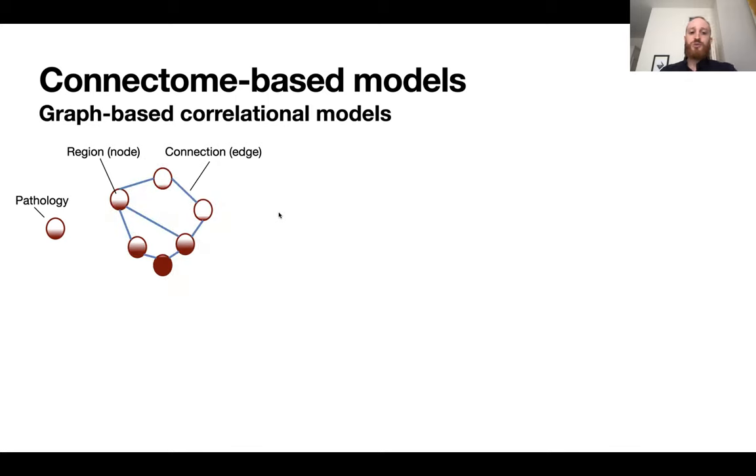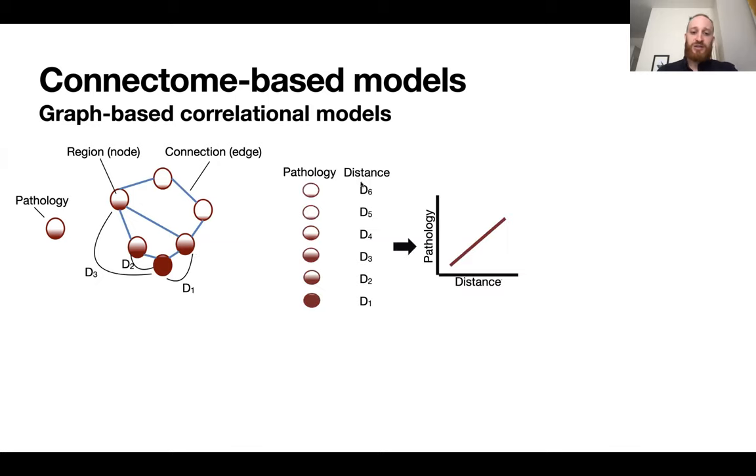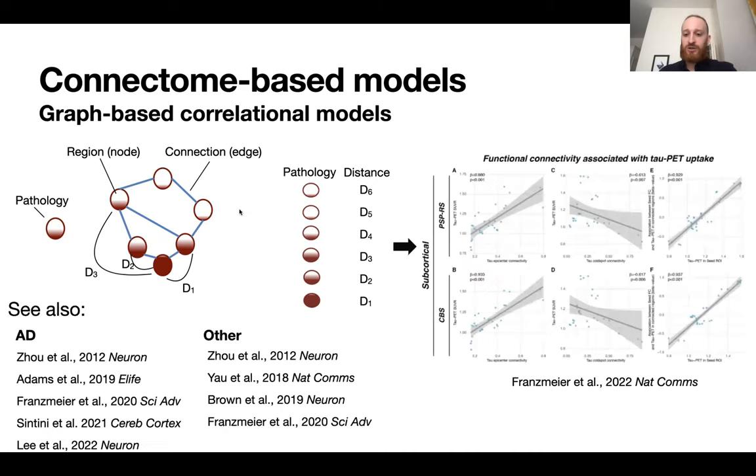What we can do with this graph, there are so many different things we've seen. A very common thing to do is measure the distance of a node to the epicenter and correlate that distance with the amount of pathology that node has when you measure it with imaging. And there are tons of papers that have done this. Here's just one example. A really nice paper came out recently in Nature Communications by Nico Franzmeier, just focusing on the leftmost plots here.